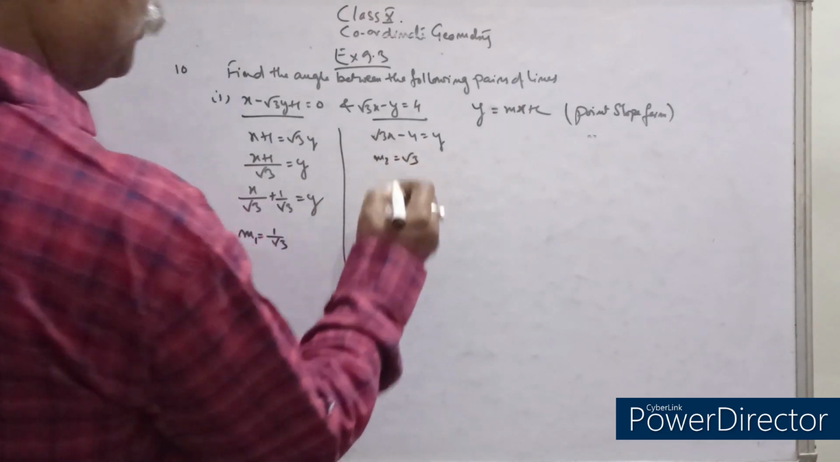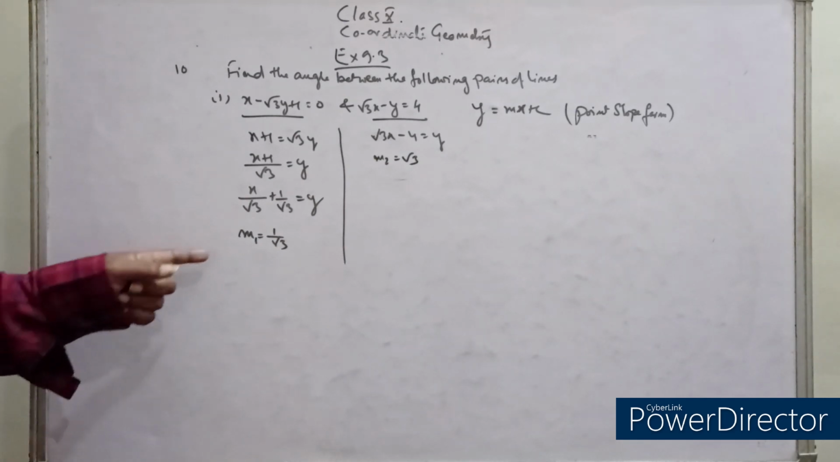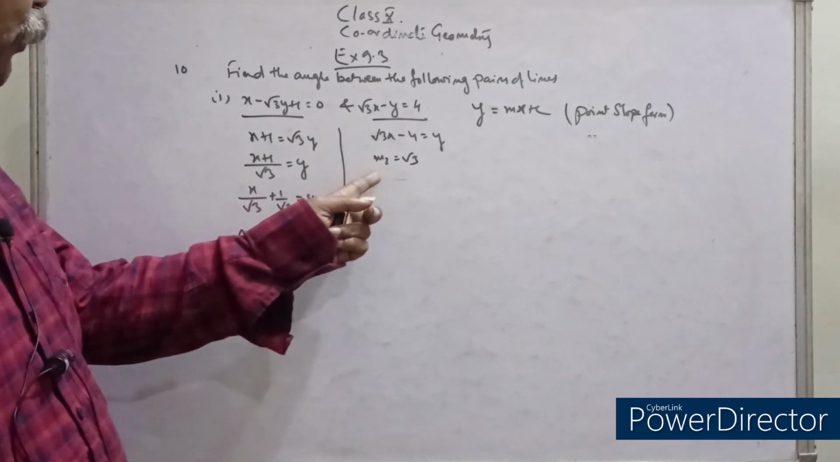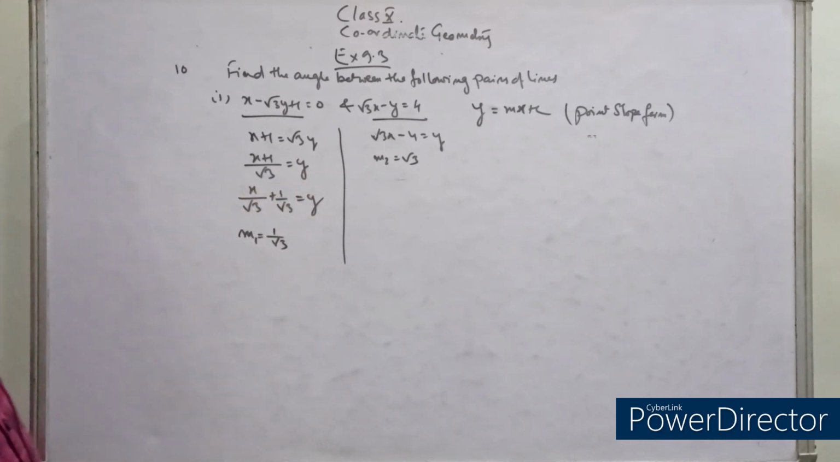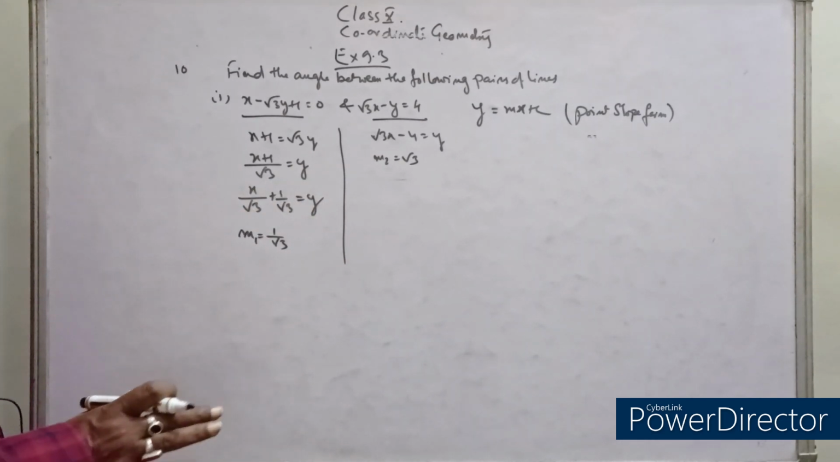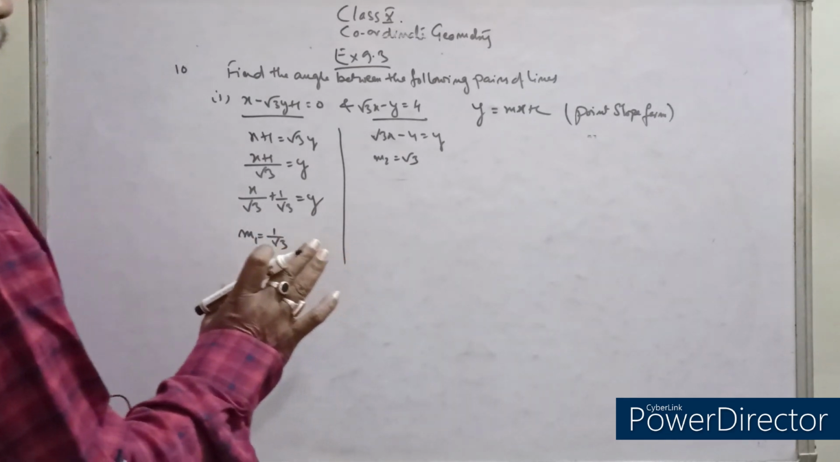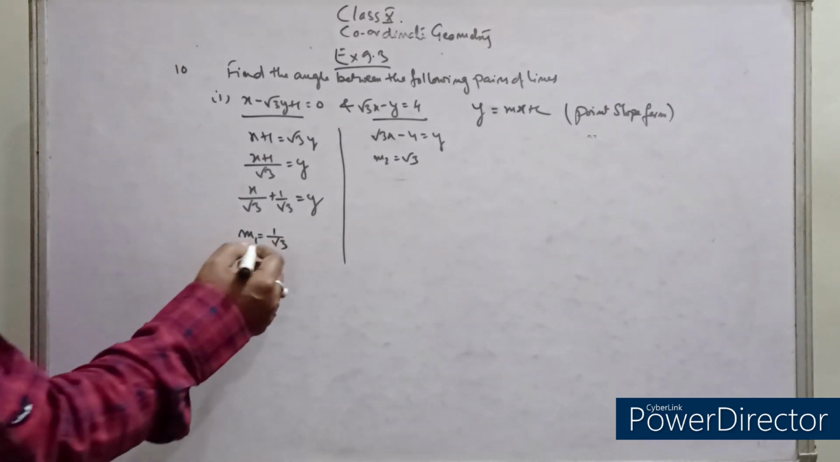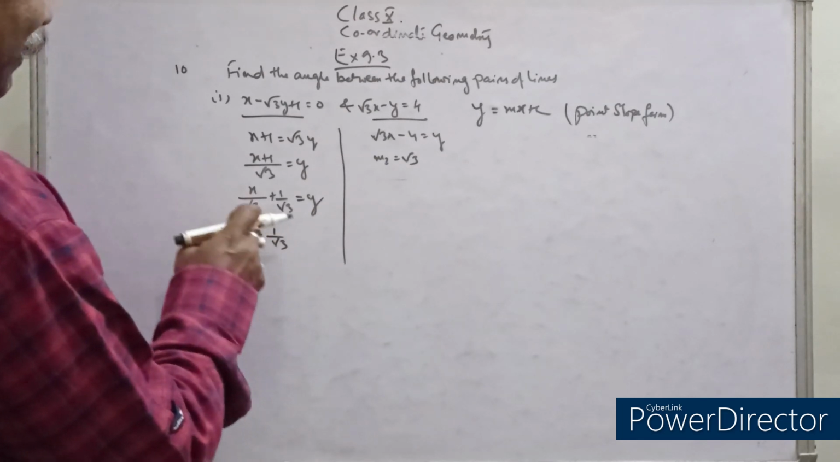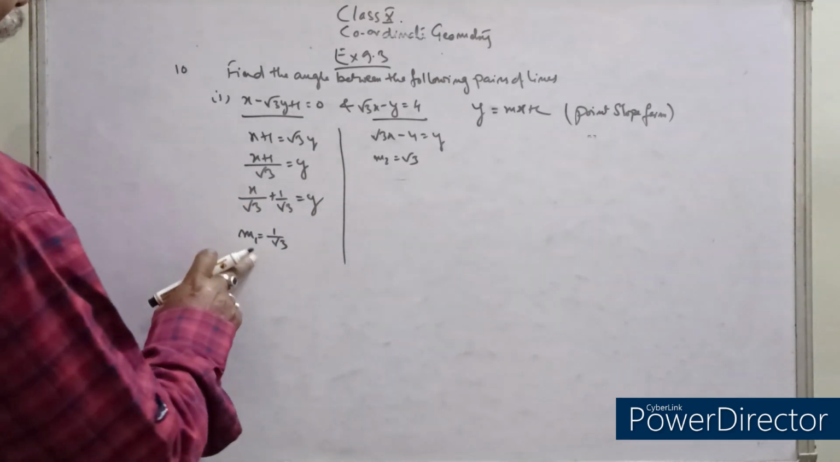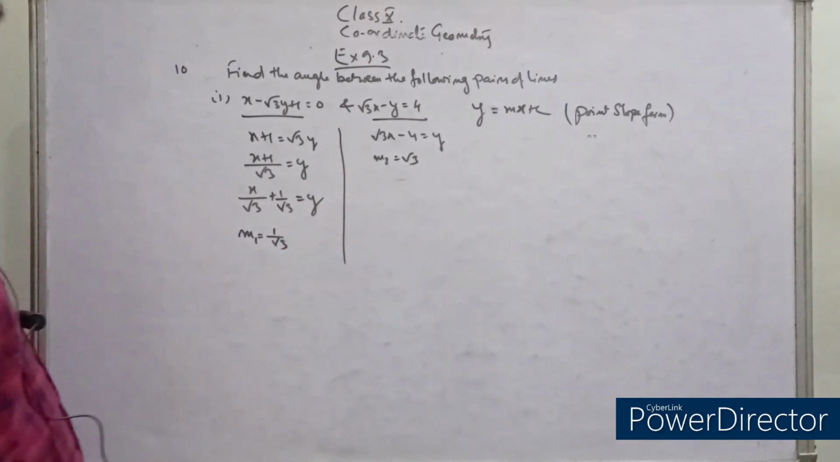It is up to you. Do not be confused about whether I am going to take this as m1 or this as m2, it is up to you. There is no effect that is going to take place. Either you select this as m1 or m2, it is up to you. I have selected here this as m1 and this as m2.